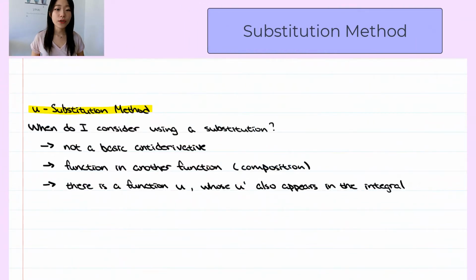When do I consider using the substitution? First, when the integral is not a basic antiderivative. Second, if the integrand is a composition function, meaning when you have a function inside another function. And third, if there's a function u whose derivative u prime also appears in the integral.